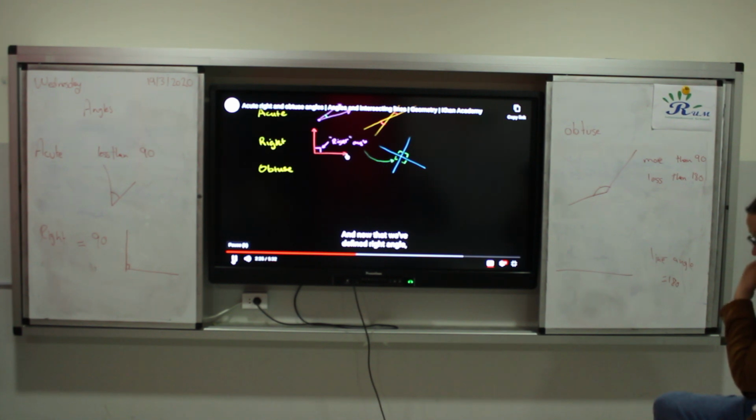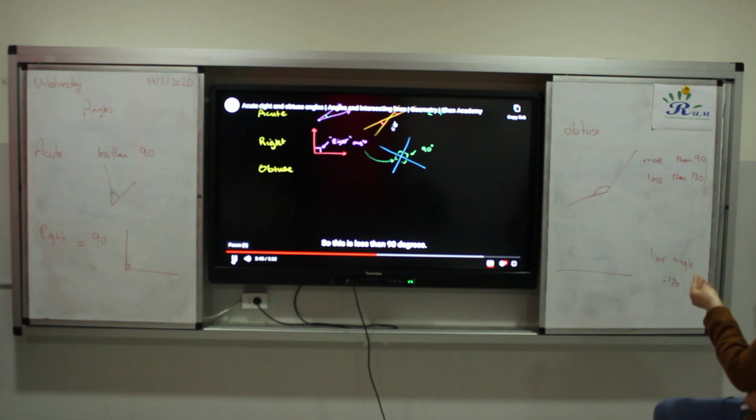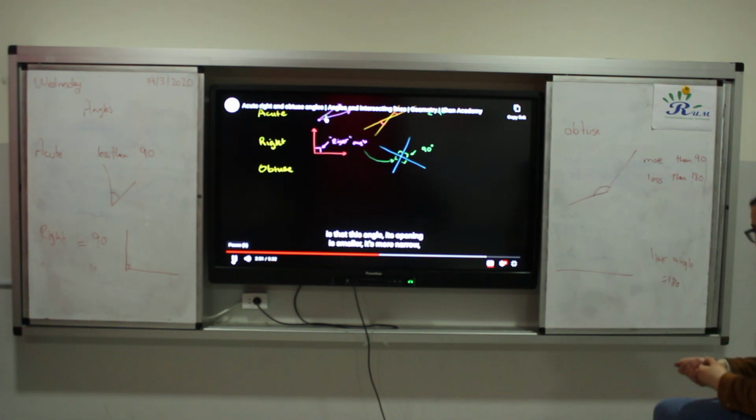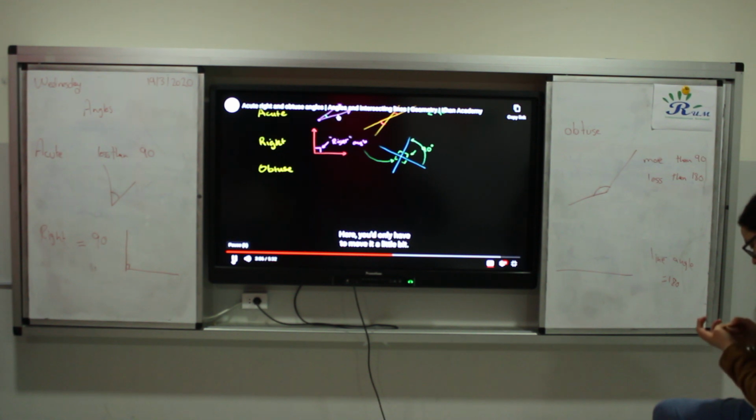And now that we've defined right angle, I can give you another definition for an acute angle. An acute angle has a measure that is smaller than a right angle. When you learn about radians and degrees, which are different ways to measure angles, you'll see that a right angle can be measured as 90 degrees. This over here is less than 90 degrees. And one way to conceptualize this is that this angle's opening is smaller, it's more narrow. You would have to rotate one line less to get to the other line than you would over here. Here you'd have to move it all the way over there. Here you'd only have to move it a little bit.